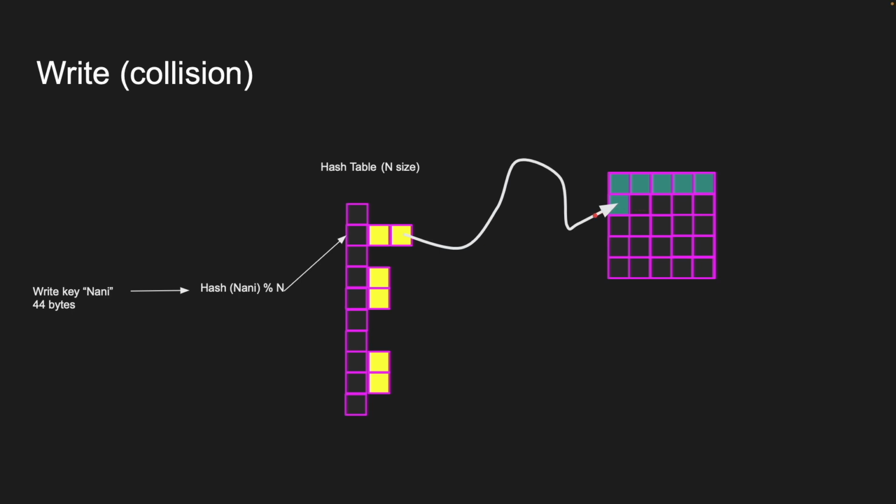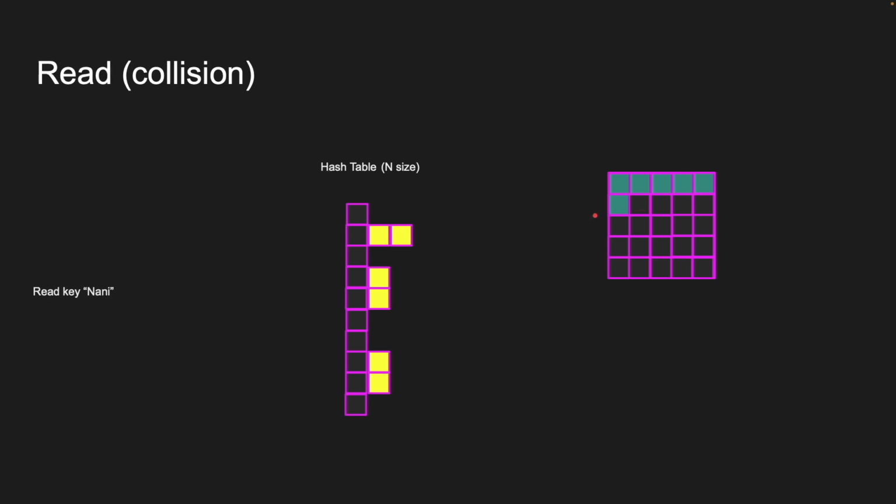Now, obviously, we need to talk about a collision. What happens with a collision? I want to read the key nanny, right? Go here, hash it, obviously go here. Oh, we have 2. Which one? That's the cost. You have to go one by one through all of them, right? Why? Because now you have a hash, and you don't know which one of these is actually nanny.